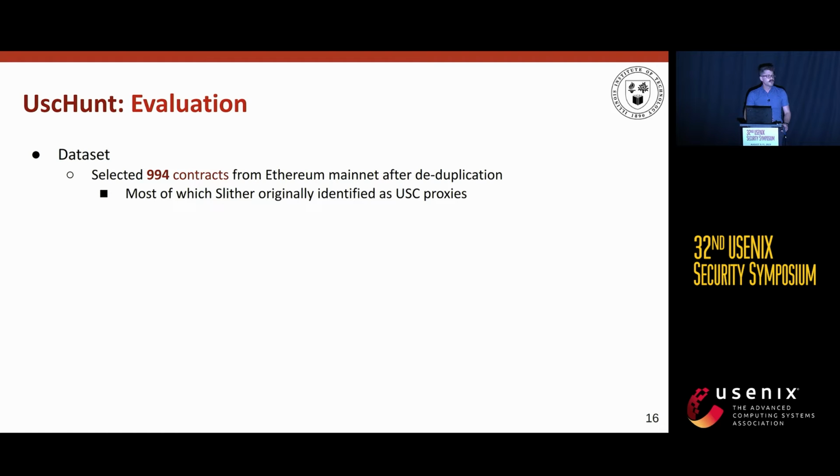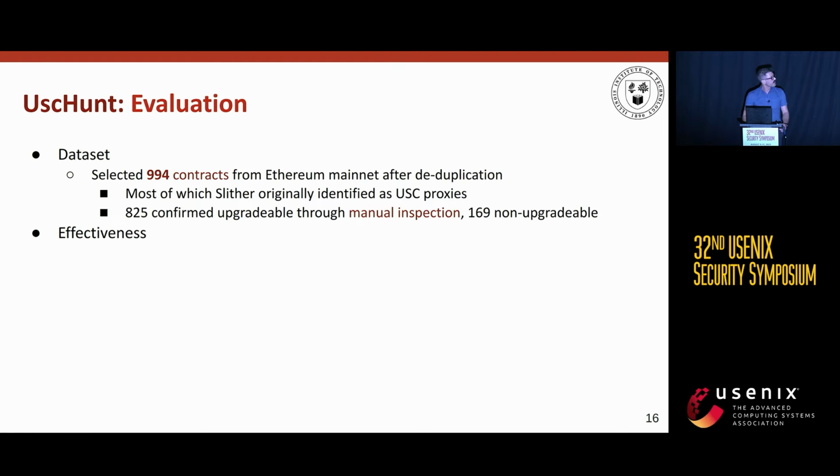Most of these, really all of them except for the few that we added ourselves, were originally identified as upgradable by Slither. 825 of these we could confirm through manual investigation as being upgradable. The rest were not, and we use this as our ground truth to evaluate effectiveness.